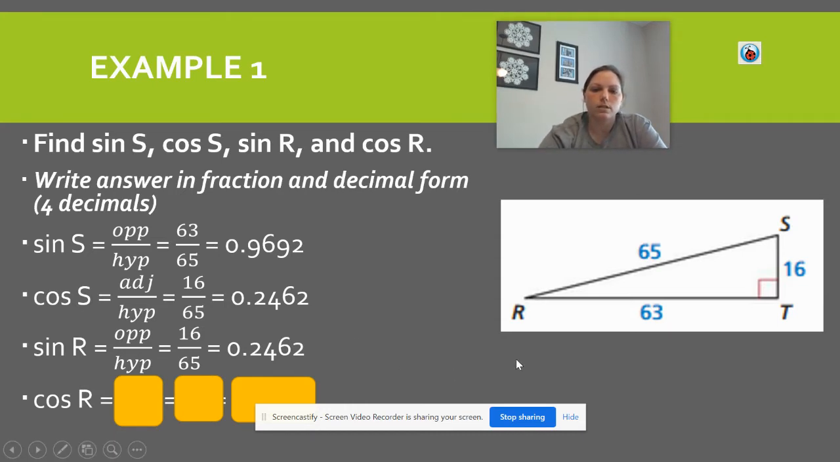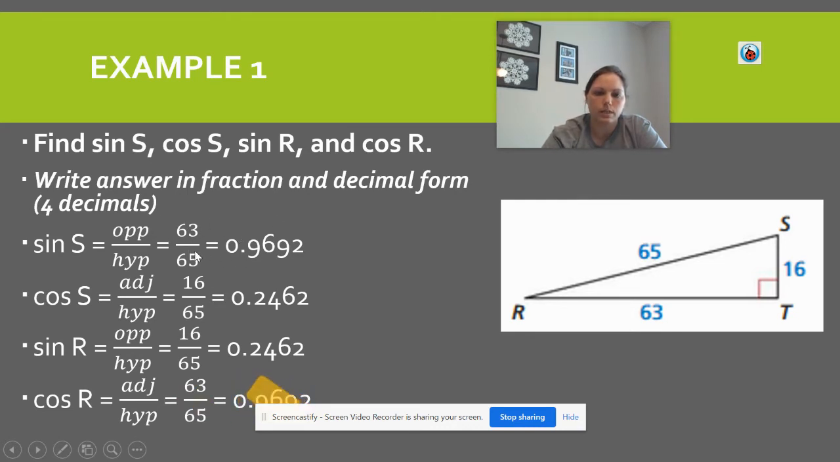All right, and then our cosine of R. When we're looking at R, our adjacent, not opposite, our adjacent is 63, and the hypotenuse is 65. Notice that's the same as our sine of S. So if we type it in again, we're going to get the same decimal. You think that's always going to happen? The sine of an angle is equal to the cosine of the opposite angle.